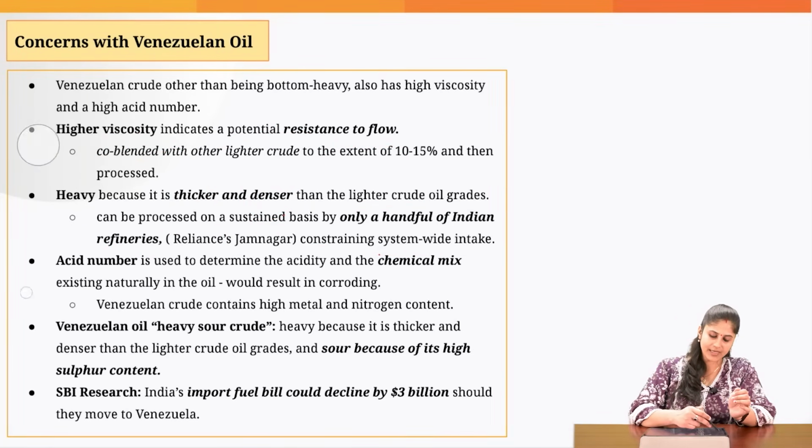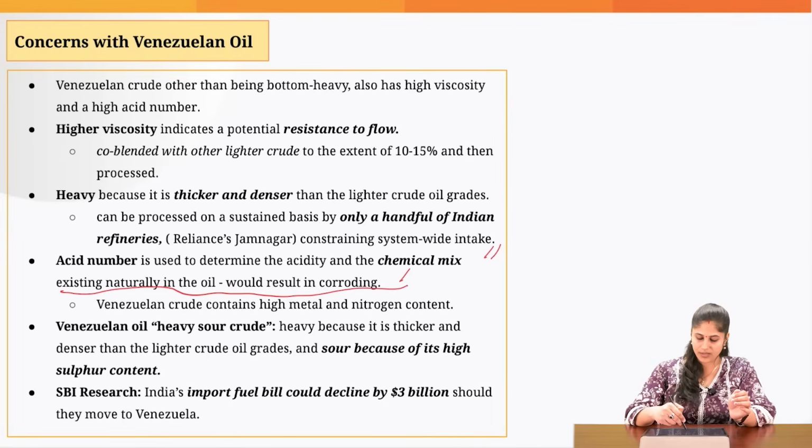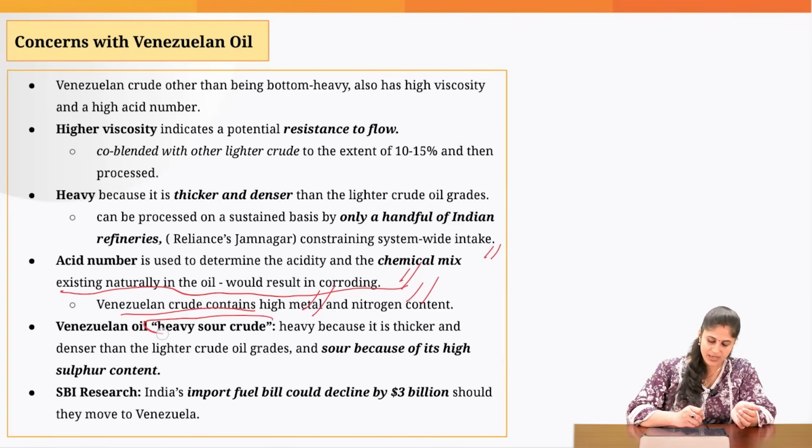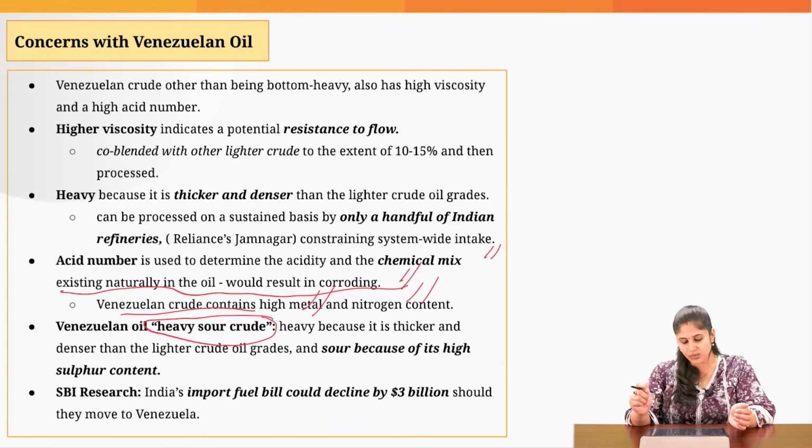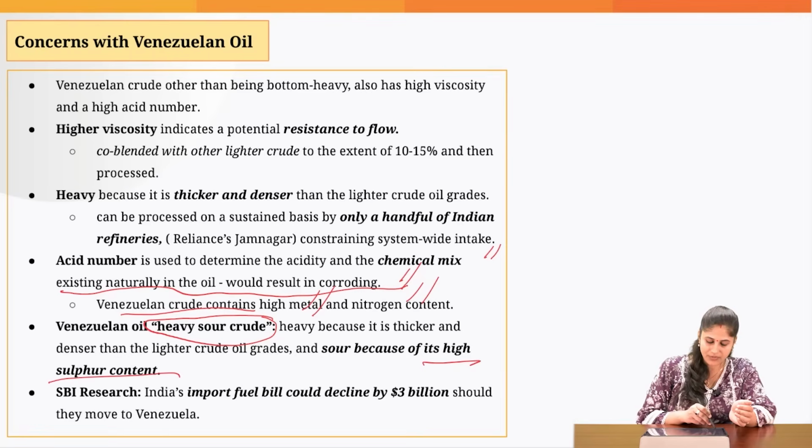Then high acidic number basically tells us the chemical mix existing naturally in the oil, which could result in corrosion also. Okay, so Venezuelan crude oil contains high metal and nitrogen content. And why is it said to be heavy sour crude, why is it not sweet crude? Because it has a high sulfur content.